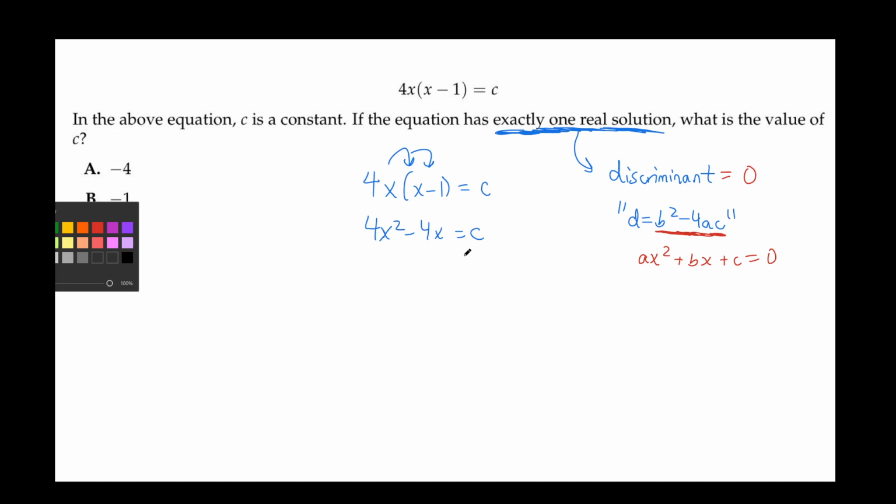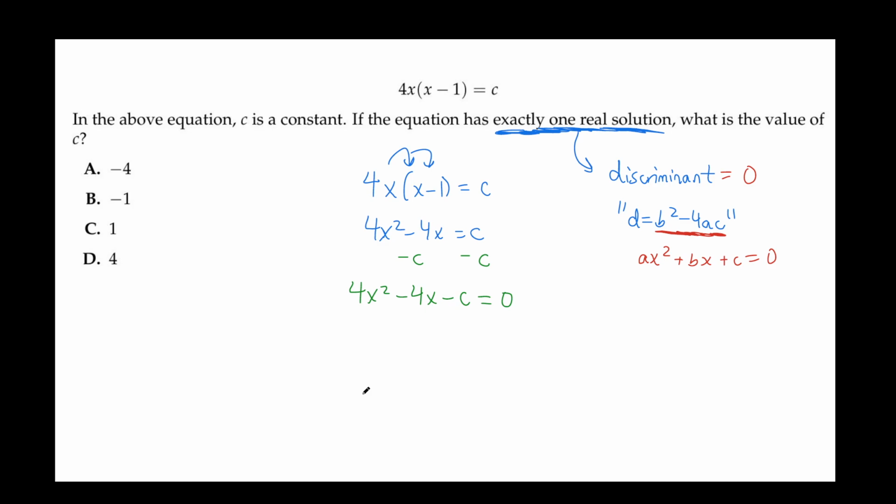So I'm going to subtract the c on both sides, and that would get me 4x squared minus 4x minus c equals 0. Now this is in standard form, and it's also equal to 0. It looks like a is equal to 4, b is equal to minus 4, and c, it looks like it's equal to minus c. This looks very, very weird, but this is something we have to be very careful about when we do plug in to the discriminant.